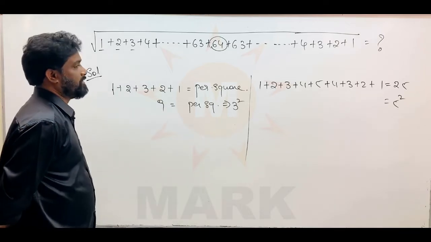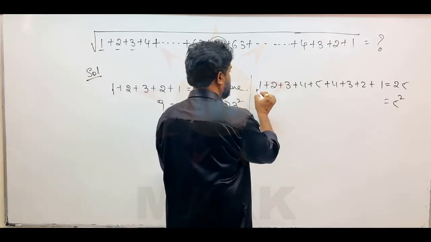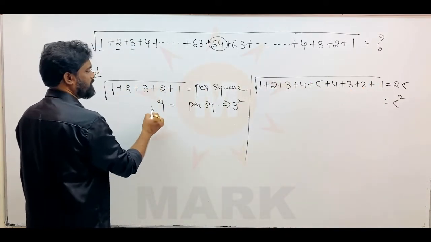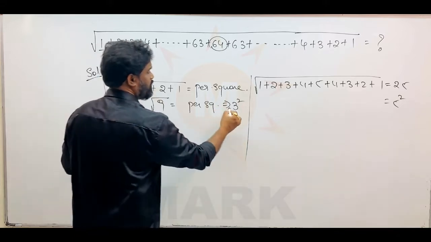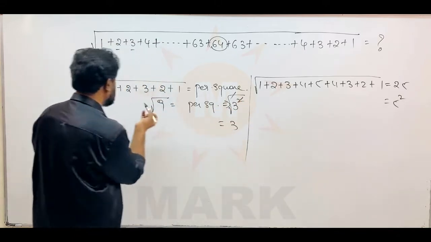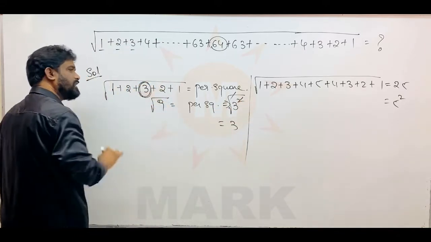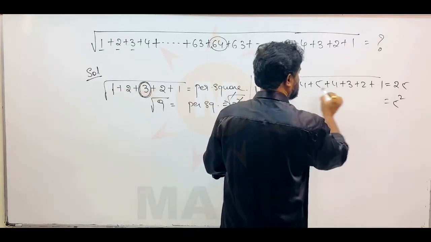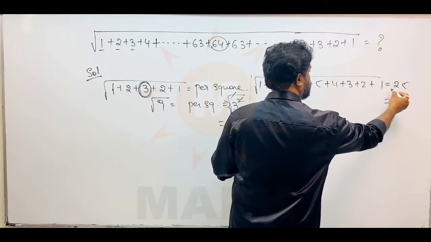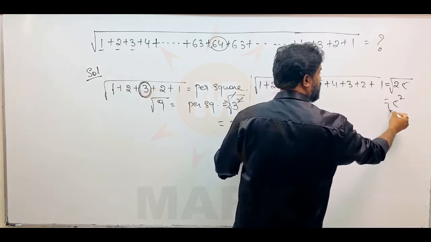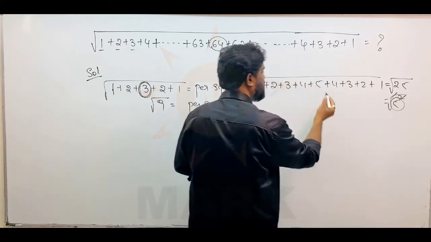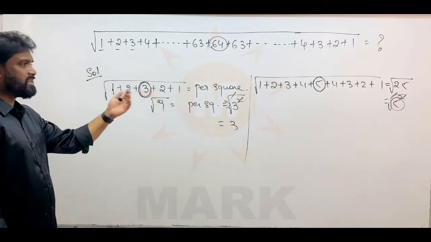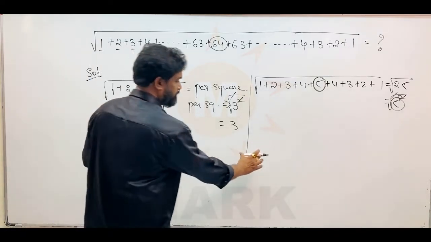So clearly it is given. Obviously when they are writing square root, what is the square root of this number? That means they are asking what is the square root of 9? What is the square root of 3 square? So it will be 3. That means it is nothing but this number. Clearly you can see here, this sum is 25. When they are asking the square root of 25, square root of 5 square, so 5 is coming. What is that 5? The highest number that you have selected. The highest number that you have selected will be the square root.